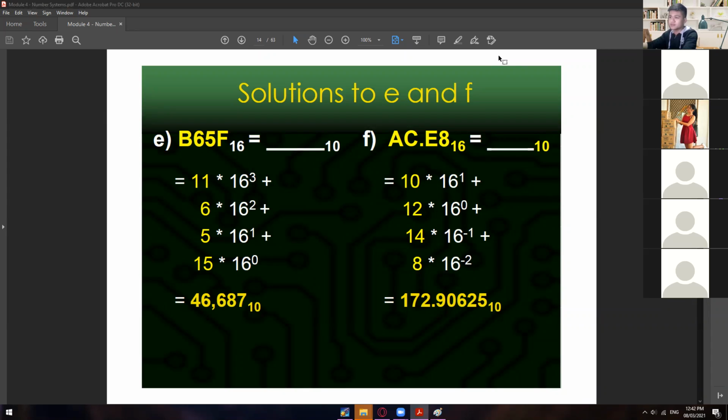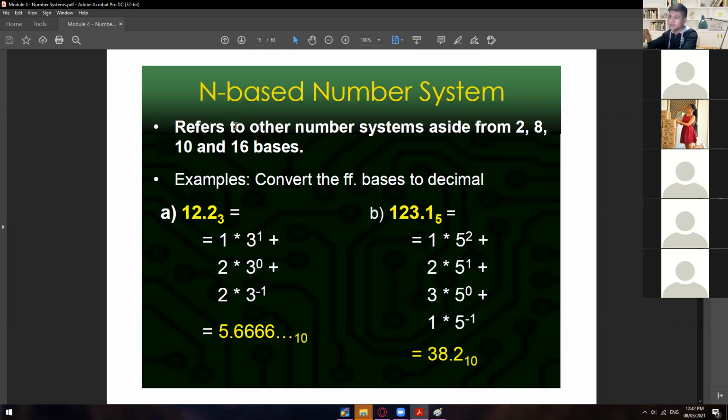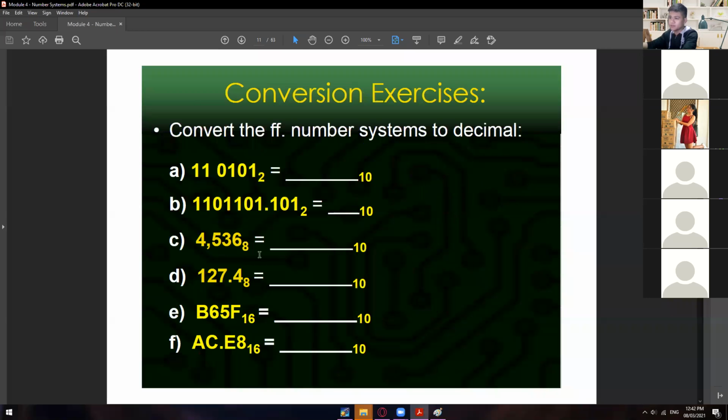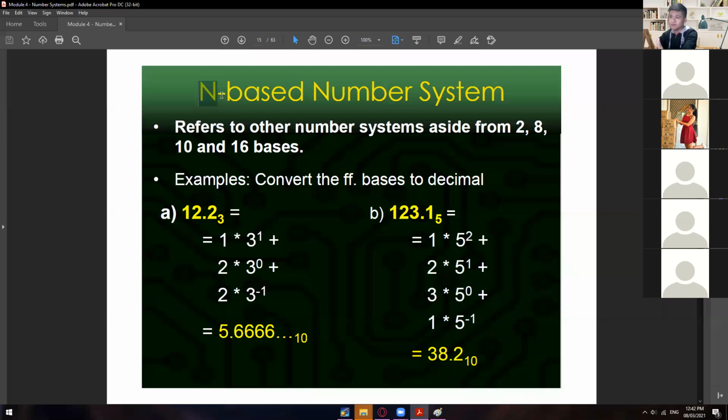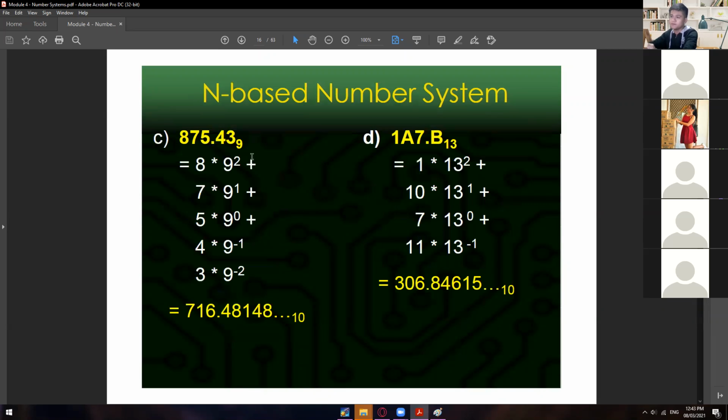All right. Okay, so next one here is n-based number system. As you guys can see in our examples, it is only asking us to convert binary to decimal, octal to decimal, hexadecimal to decimal. If they are not covered with those bases, let's say base 3, base 4, base 5, then we call them n-base. So an n-base can be any base. It could be 3, could be 5, could be 9, could be 13.